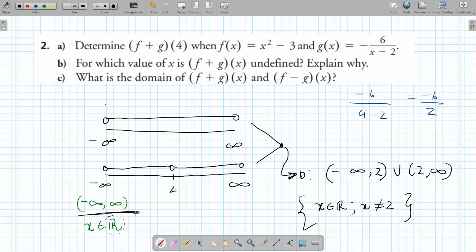Because this has this covered, right? Negative infinity to positive infinity. So you can take that completely out of the equation. It'll be this. This will be the combined domain when you're adding them and when you're subtracting them. It's valid everywhere except when the x value is positive 2, because g is not valid there.